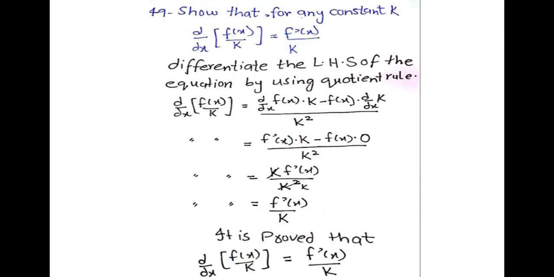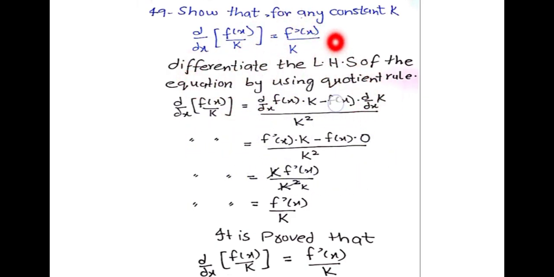So in another question we are provided with a very simple proof. We have to prove and show that for any constant k, the derivative of the function over the constant is equal to the derivative of that function over the constant. So in order to prove that equation, we simply differentiate the left hand side of the equation by using the quotient rule. So here we use the quotient rule for finding the derivative.